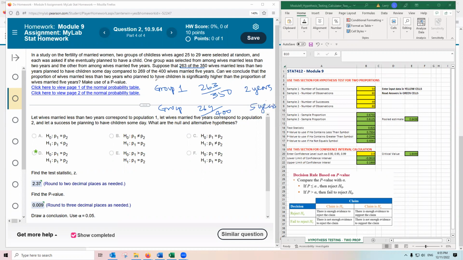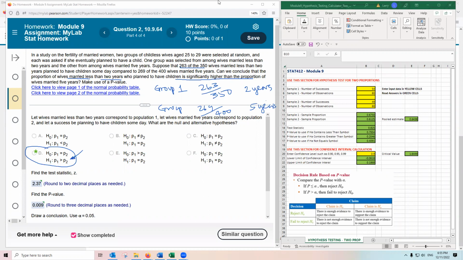So here's the question. Can you conclude the proportion married less than 2 years is significantly higher than the proportion married 5 years? Well, the word higher means greater than. So I'm going to be using greater than in the alternative. So this is my choice for the setup of the null and alternative.